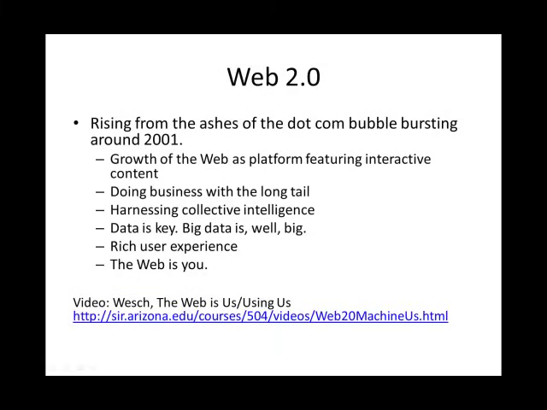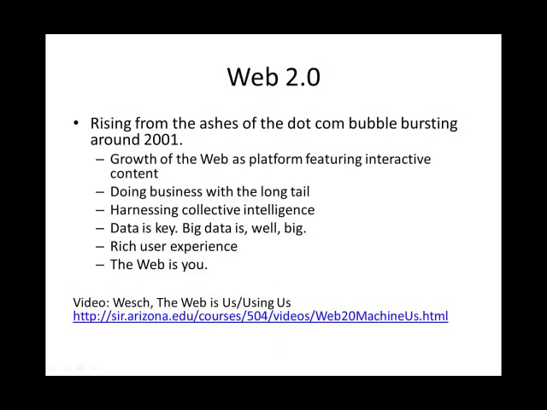So rather than just concentrating on the little bit that most people are interested in, you can actually make a business out of catering to all of the relatively unknown niche stuff that only a few people are interested in, because when you add up the long tail, that whole end of the tail, it actually is as much business as the head of the tail. So doing business with a long tail is another hallmark of Web 2.0.